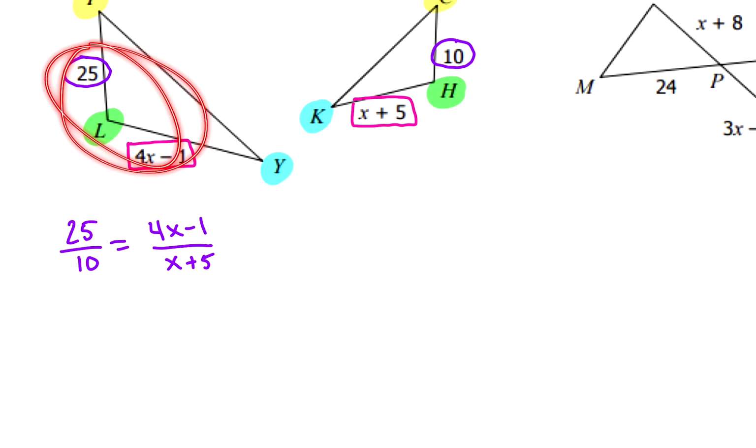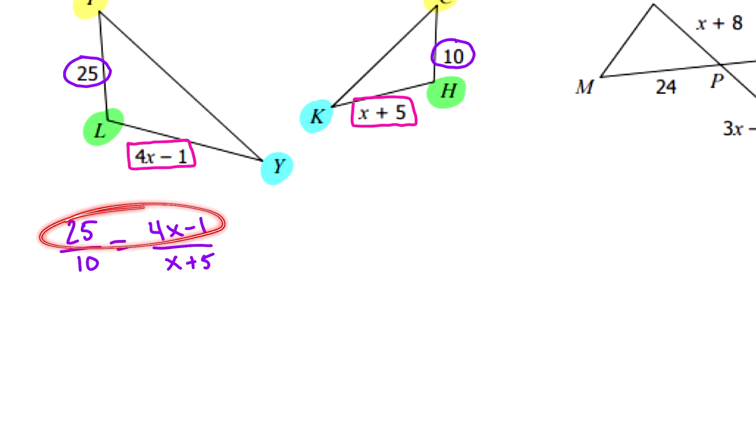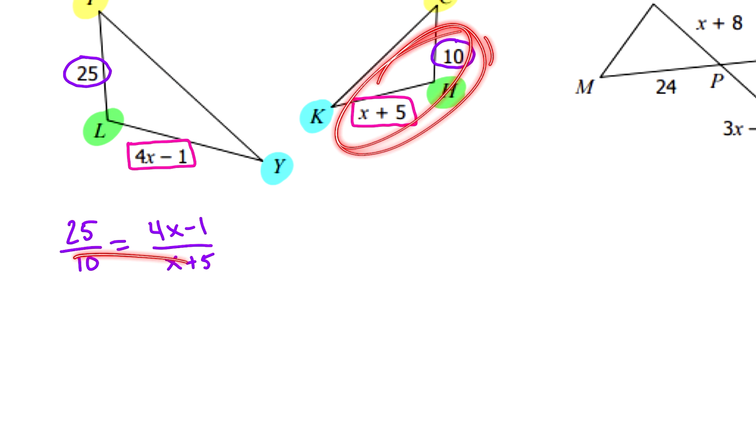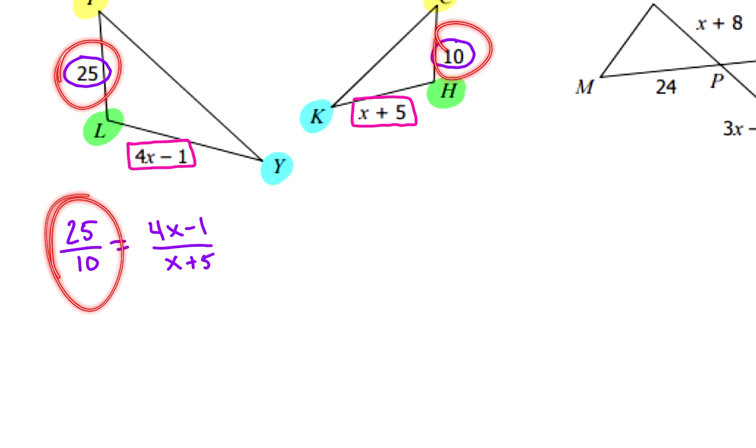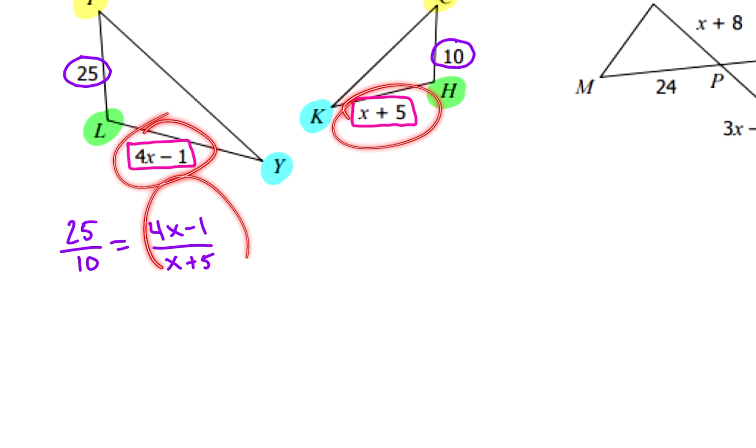So again, both of these things went on top. Both of these things went on the bottom. And then purple circles went in the first fraction. Pink boxes went in the second fraction. So you just got to be consistent. You could have done this all backwards. You could have done 10 over 25, but if you do 10 over 25, x plus 5 has to go over 4x minus 1. You could have put 4x minus 1 and x plus 5 first and put 25 over 10 second. As long as you are consistent, it is okay. Just don't mess up your consistency.